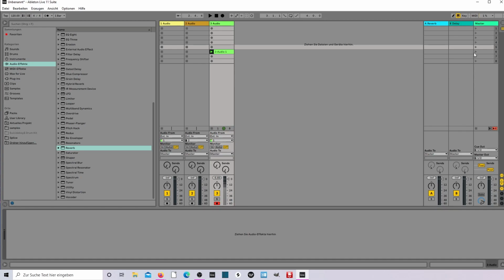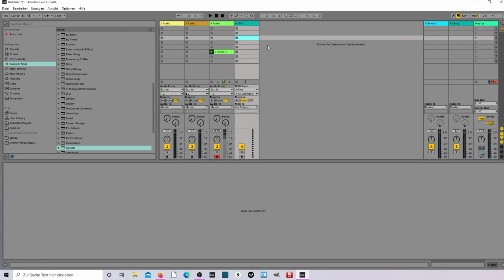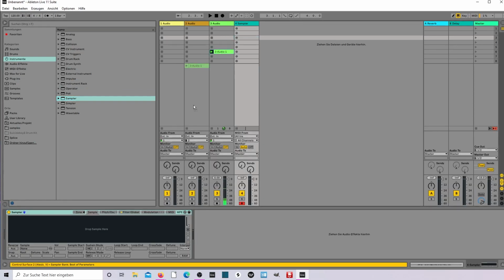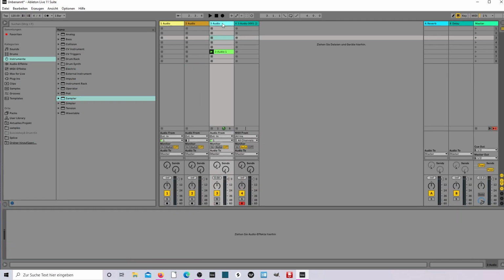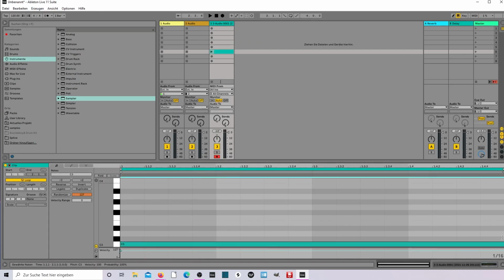So, this is my vocal. This is my monster voice. Nice. So, we put it in the MIDI clip and take the sampler on it. Vocal in the sampler, we can delete it. And now, this C3 is the original note.